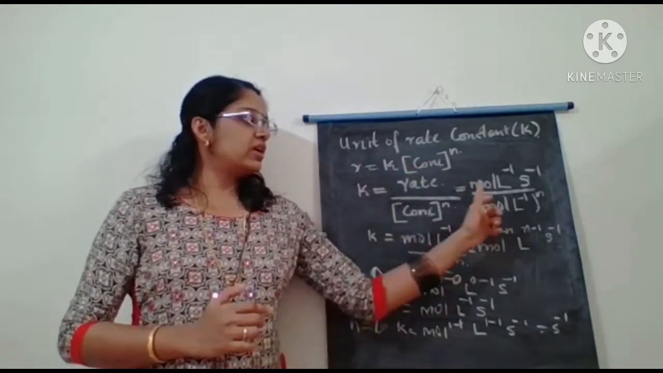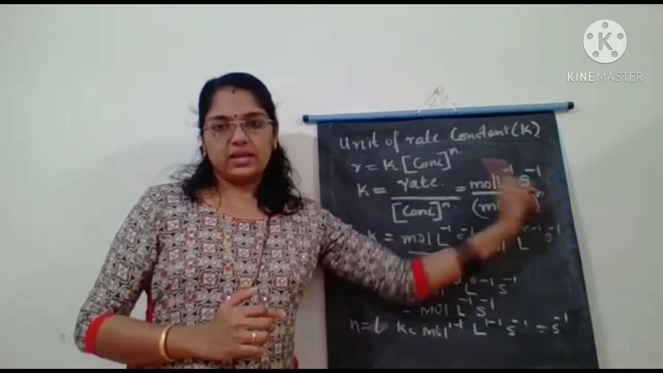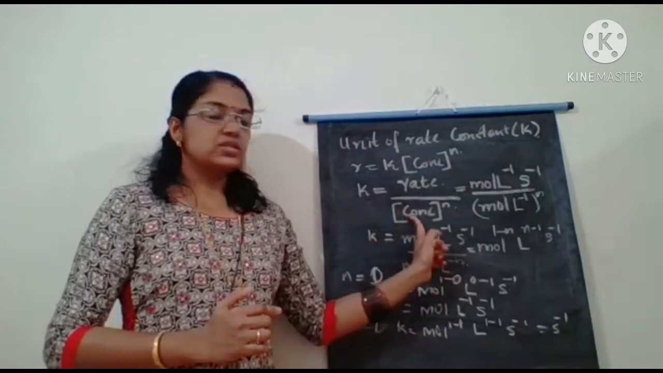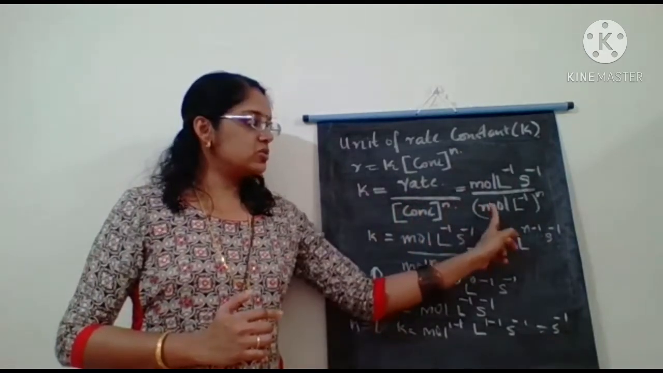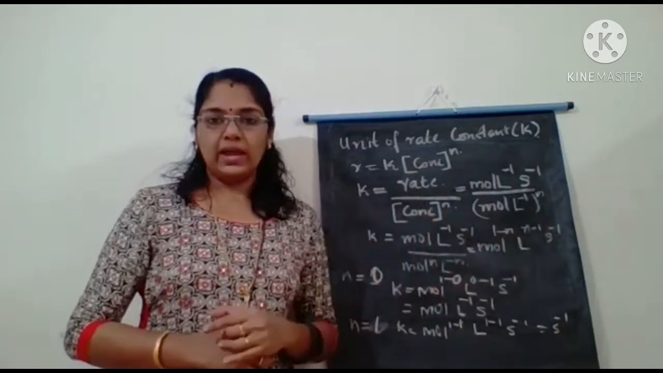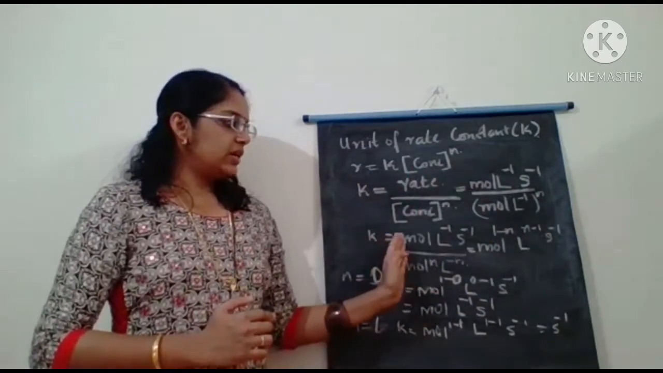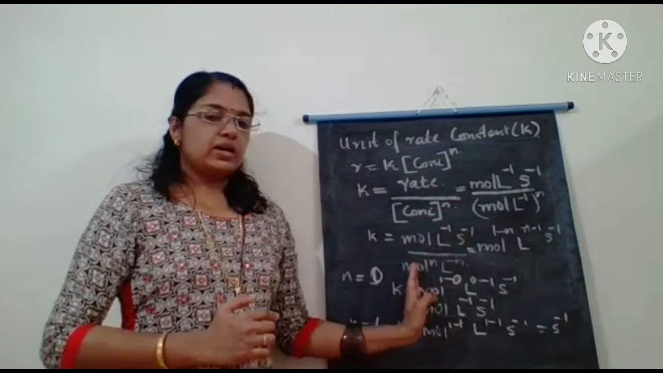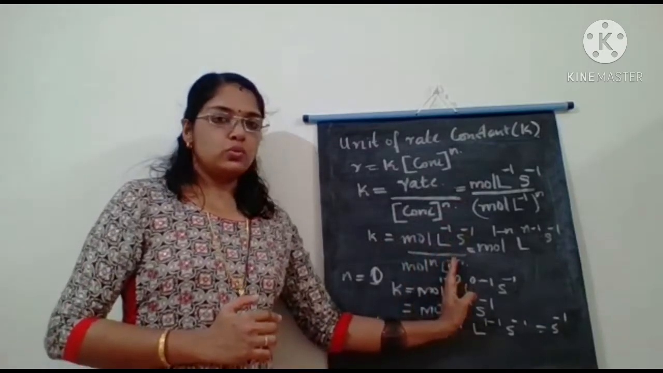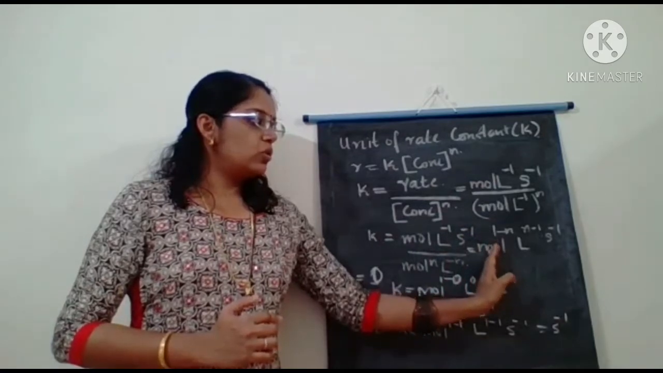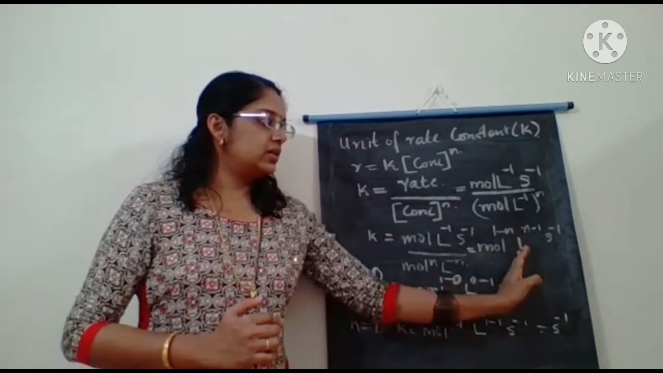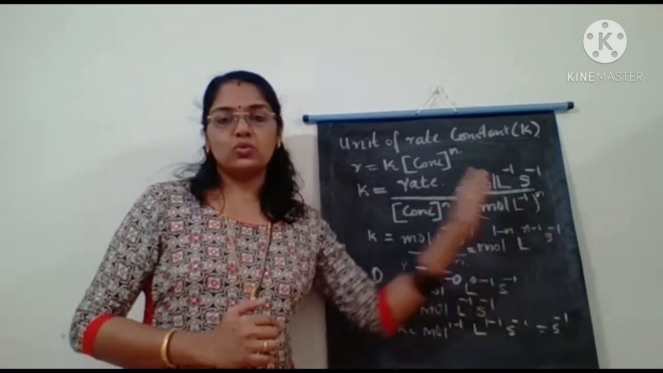So, the unit of rate will be mole liter inverse second inverse divided by concentration, which is expressed in mole liter inverse. Here it is the nth order, so mole liter inverse raised to n. On simplifying, we get mole liter inverse second inverse divided by mole raised to n liter raised to minus n. That is mole raised to 1 minus n, liter raised to n minus 1, second raised to minus 1.